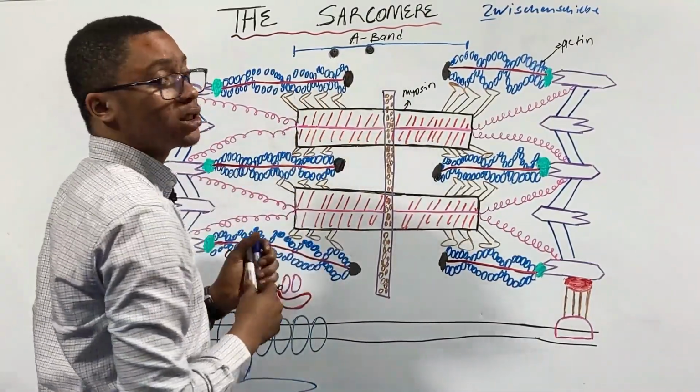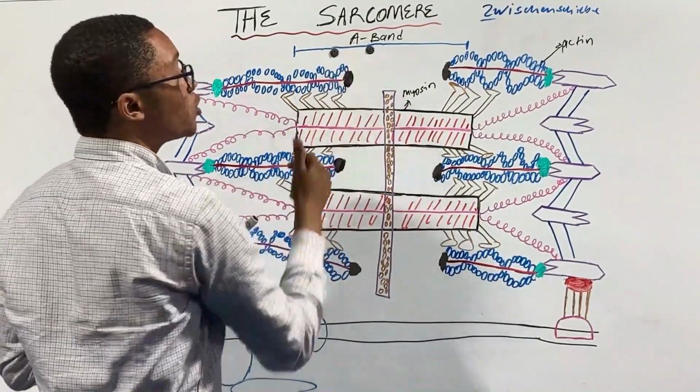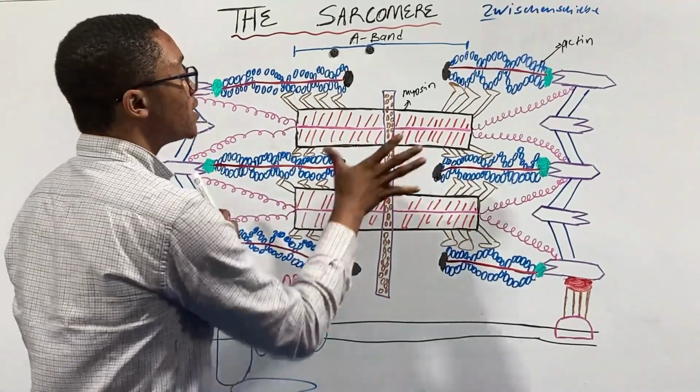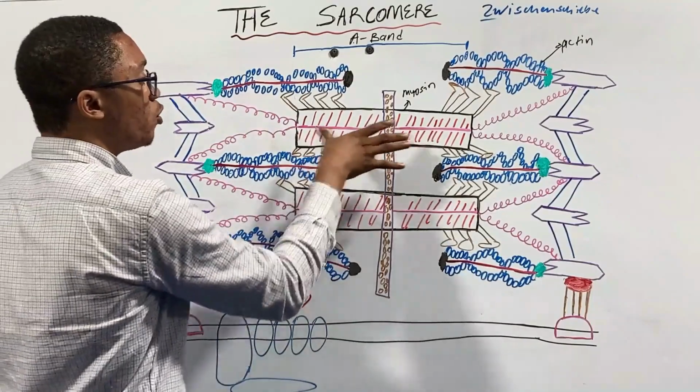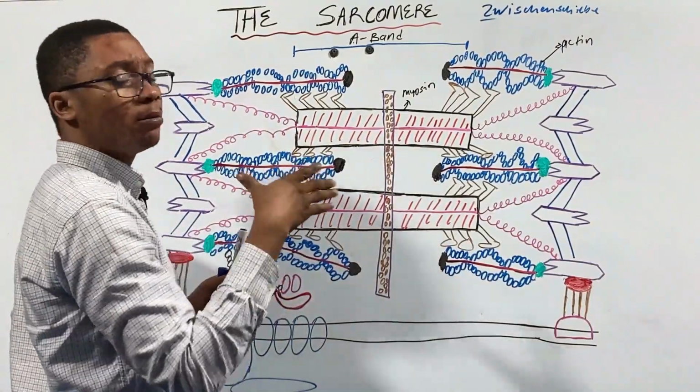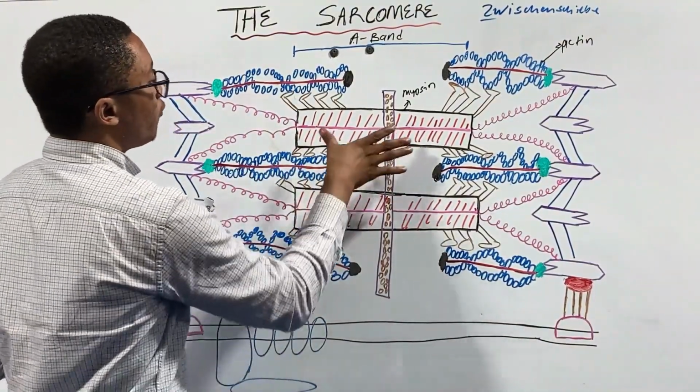It is called the A band because it is anisotropic. So the A here means anisotropic, because it is the dark portion of the sarcomere, the dark portion of the cell. If it is viewed under the microscope or under plane polarized light, you find that it is very dark.